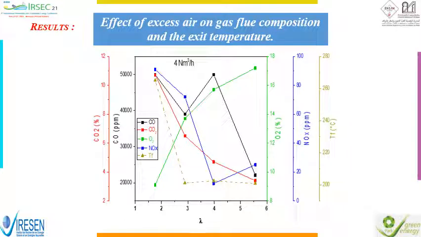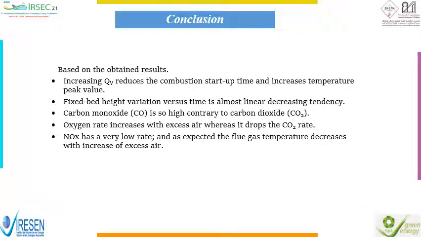Those results show that CO is so high contrary to CO2. However, the oxygen rate increases with excess air, whereas it drops the CO2 rate. As for NOx, it has a very low rate, and as expected, the flue gas temperature decreases with increase of excess air. So, to conclude, based on the obtained results, increasing QV reduces the combustion startup time and increases the temperature peak value. Carbon monoxide is so high contrary to CO2. NOx has a very low rate, and as expected, the flue gas temperature decreases with increase of excess air.